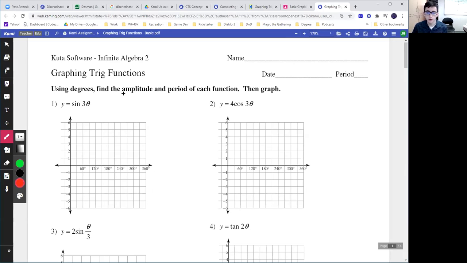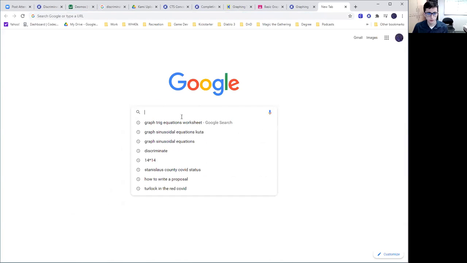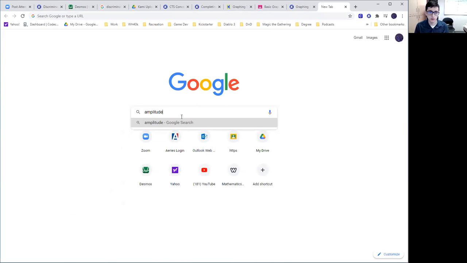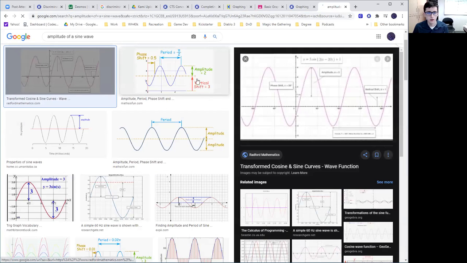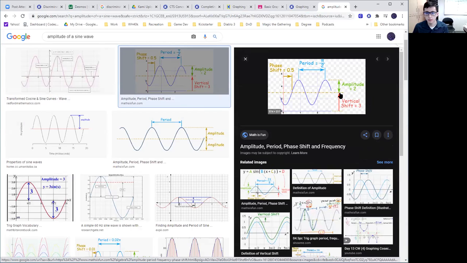As a quick refresher, amplitude is referring to the height of the sine waves. If we go to the amplitude of a sine wave, you can see here the amplitude is the distance from the center to either the top end or the bottom end. So the amplitude is not the entire height, but it is the height from the center to either end.